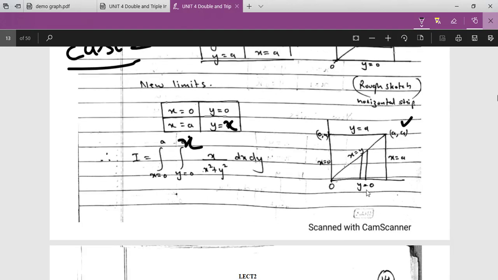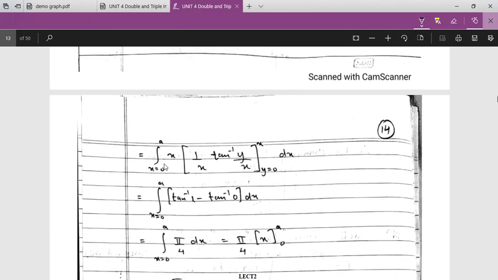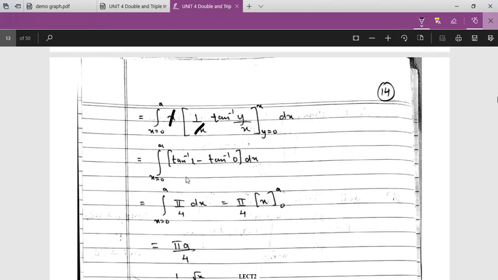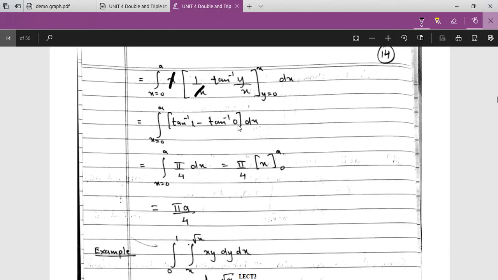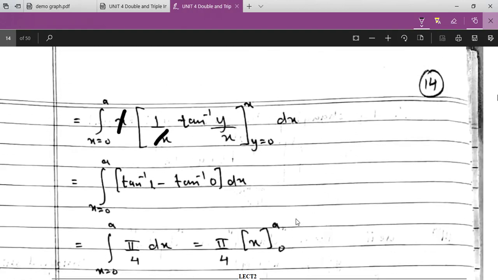So y is ranging from y is equal to 0 to x, and what is happening to x? x is ranging from 0 to x equal to a. Now, 1 by x tan inverse of y by x, y is equal to 0 to x first. If I substitute the value of y here, this x gets cancelled, and it becomes tan inverse of 1 minus tan inverse of 0. So tan inverse of 1 is pi by 4, into dx. So evaluating the integral from x equal to 0 to a, pi by 4 is constant, and x evaluated gives you your answer. Easy? Fine.